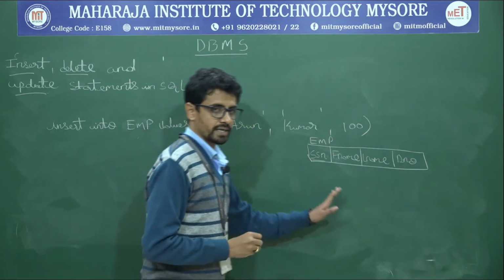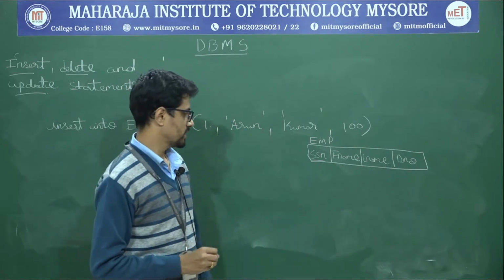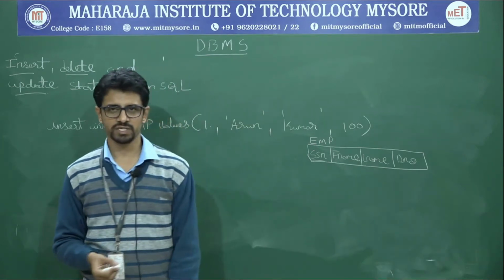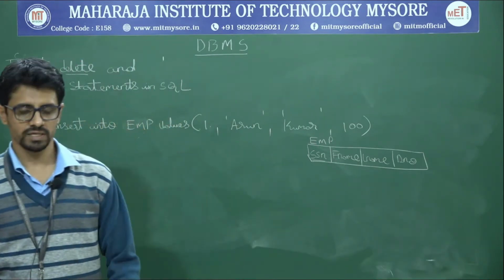This was a schema diagram for the create table definition, and this was the primary key, this was a foreign key, these two had the not null constraint, and we had a check constraint for the department number also in case of inserting the values.